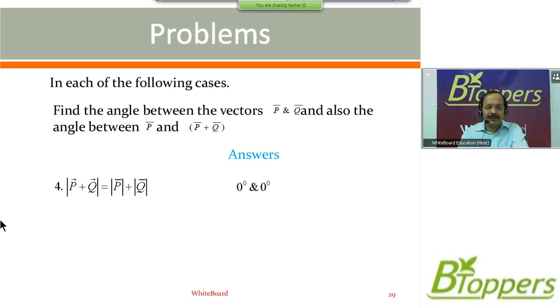You can see the answers here, 0 degrees and 0 degrees, means angle between p bar and q bar is 0 degrees. Even the angle between p bar and resultant of p bar and q bar is also 0 degrees.